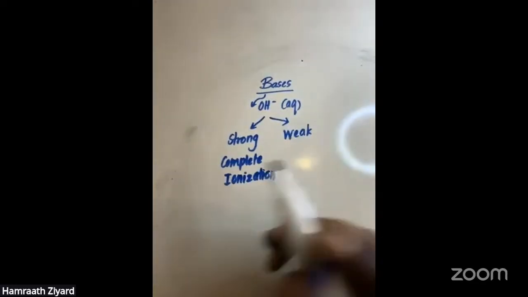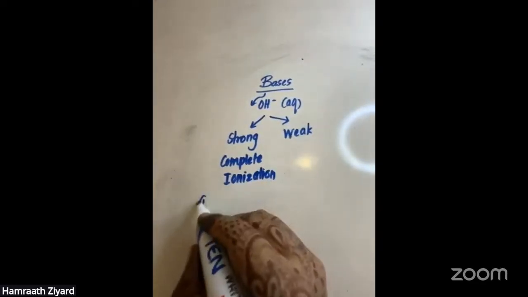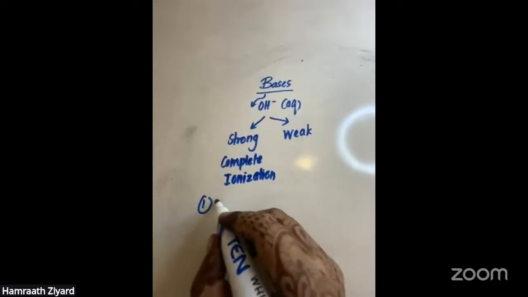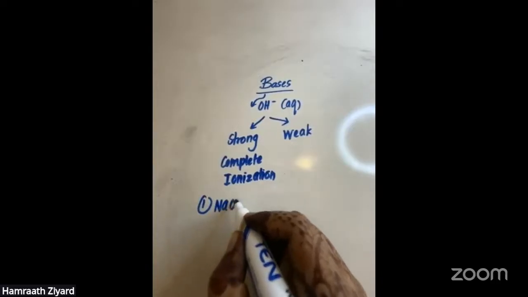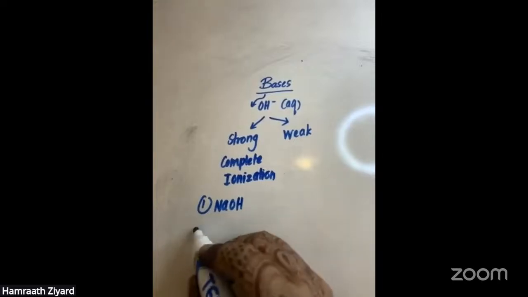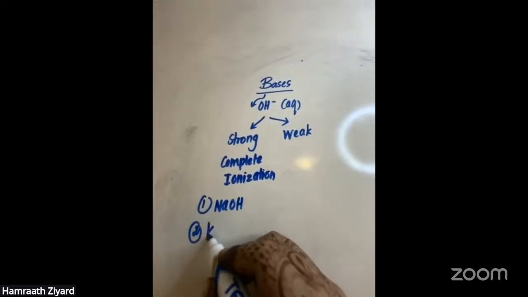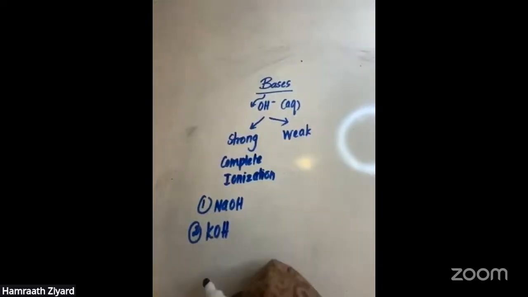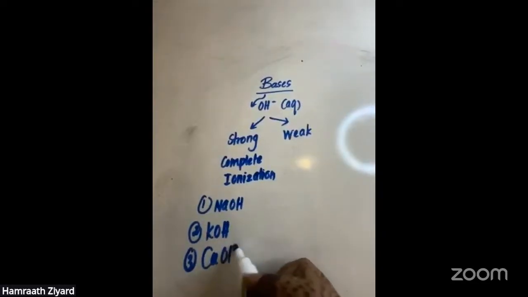So what are the strong bases we know? Number one, we have sodium hydroxide. Then number two, potassium hydroxide. Number three, calcium hydroxide. So these are the strong bases.